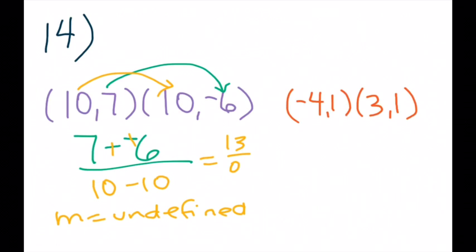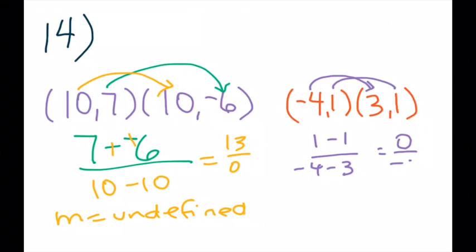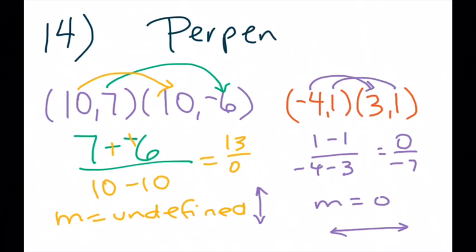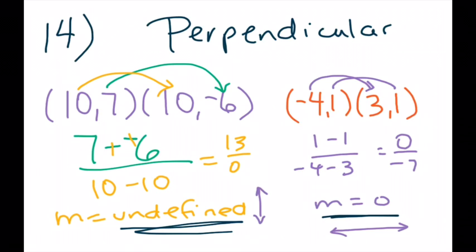So then looking at my next one, I'm going to have 1 minus 1 over negative 4 minus 3. So that's 0 divided by negative 7. That slope is 0, which means it's a horizontal line. So m equals undefined, that's a vertical line. M equals 0 is a horizontal line. And so those are actually opposite reciprocals. This is a special case. And so for this one, these would be perpendicular. So this is one that you're going to have to remember how this works, that these two slopes are opposite reciprocals of each other.